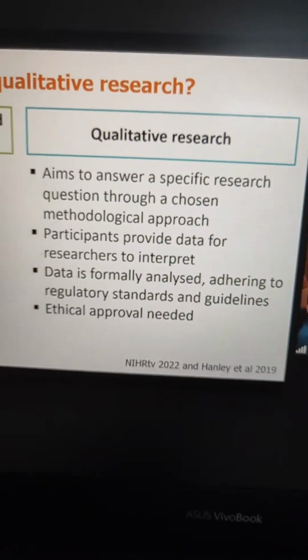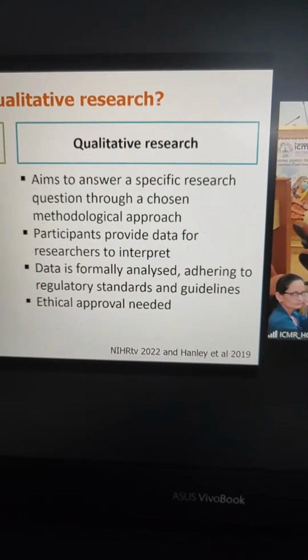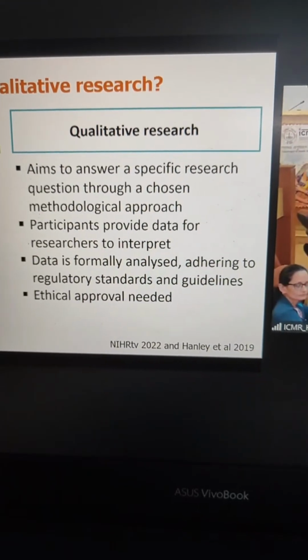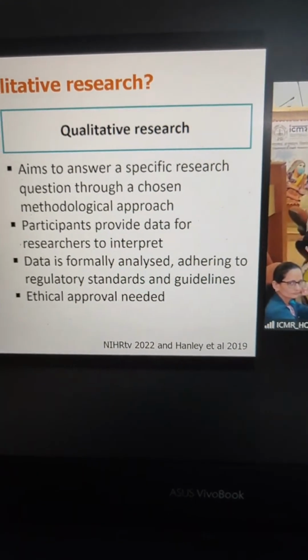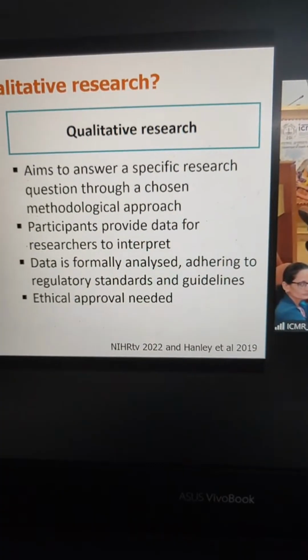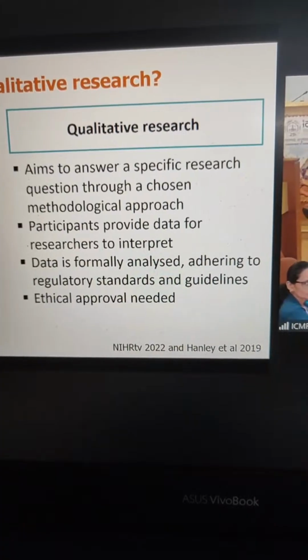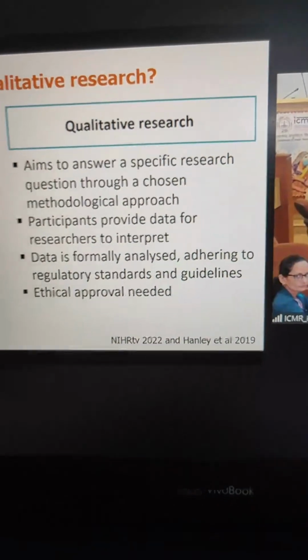Qualitative research, on the other hand, aims to answer a specific research question through a specific method. And the participants often provide data, and the data is formally analyzed, following very stringent regulatory standards and guidelines, and you do need ethical approval for this.